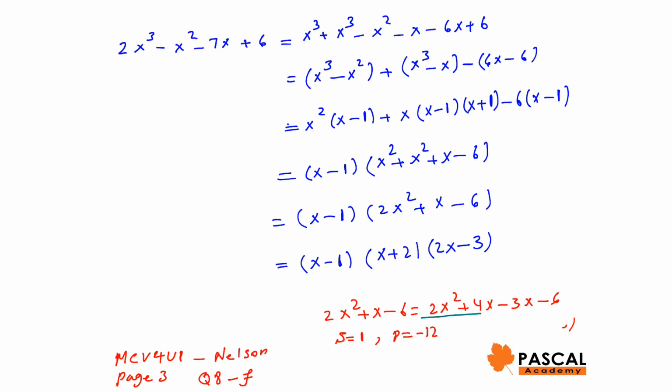We group this. The first group is 2x^2 + 4x, and the second group is -3x - 6. Factor 2x between the first two terms: 2x times (x + 2). The other one is -3 times (x + 2). x + 2 is a common factor, and it can be written as (x + 2)(2x - 3), as we did.